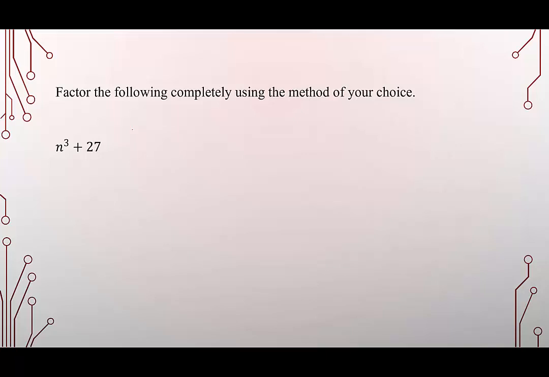What do we see here? I see 2 terms, GCF is 1. I see the cube, and I see a plus sign. So this leads me to believe we have a sum of cubes. Sum of cubes is going to be root plus root times root squared minus the product of the 2 roots plus the second root squared.